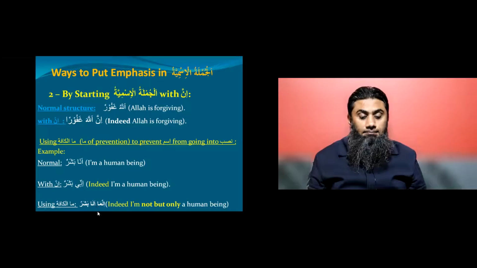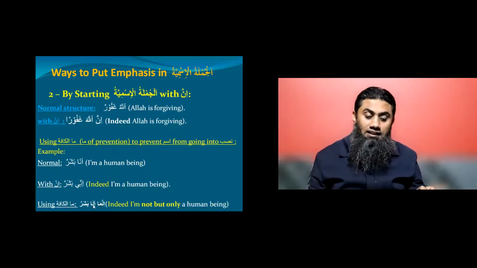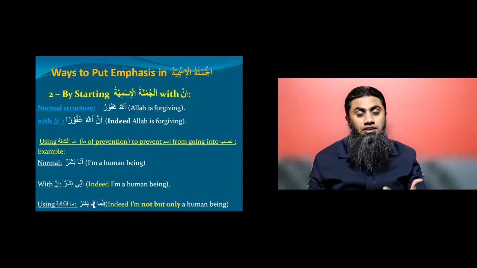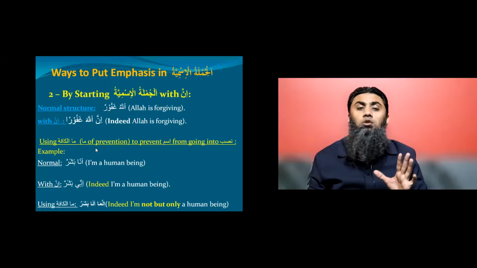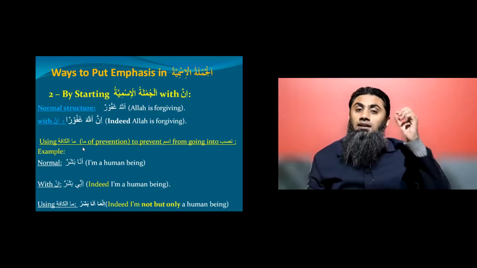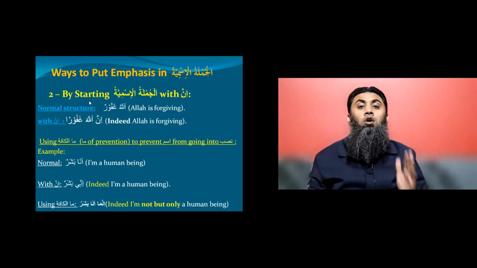Now, this ma has a specific name. What is that name? As you can see, ma al-kafa, ma of prevention. Why? Because this ma prevents the next ism, which was ana, from going into nasab status. That's why it's called ma of prevention or ma al-kafa. You don't need to memorize. I don't expect you to know all the fancy terms, but understand the concept. Clear? So this was the second way of making your nominal sentence emphatic, and that's the use of inna.